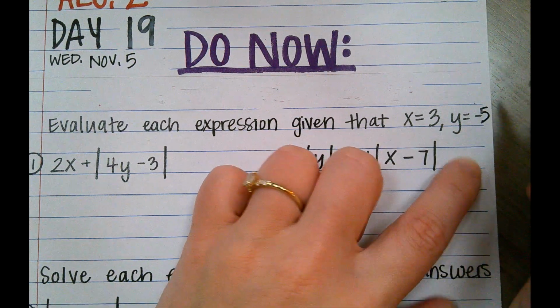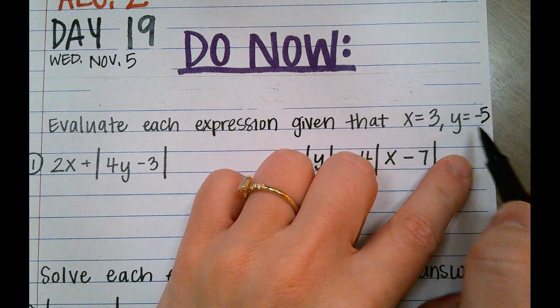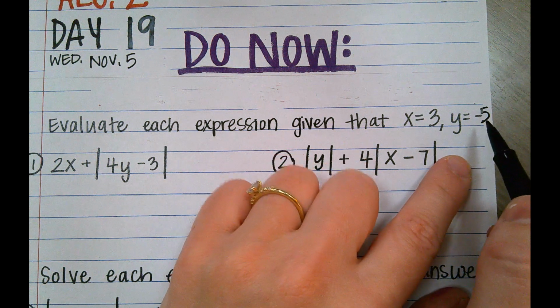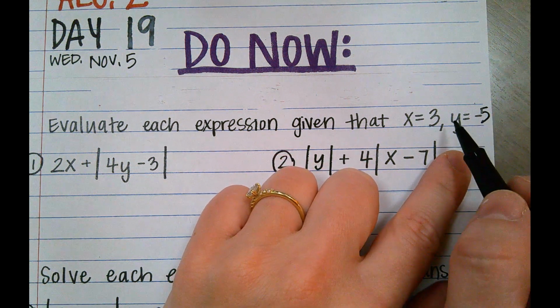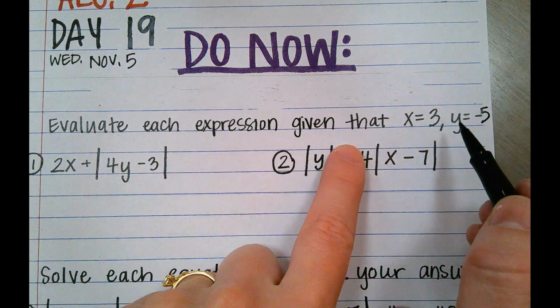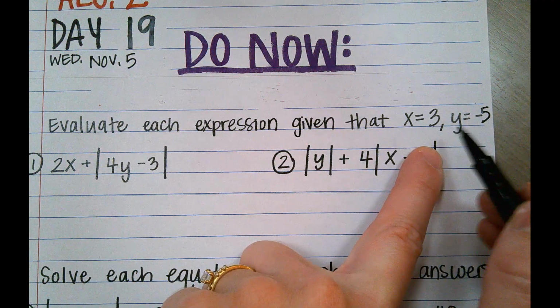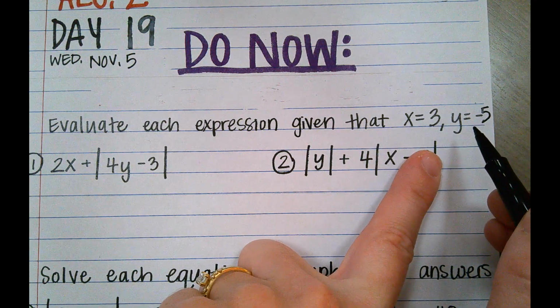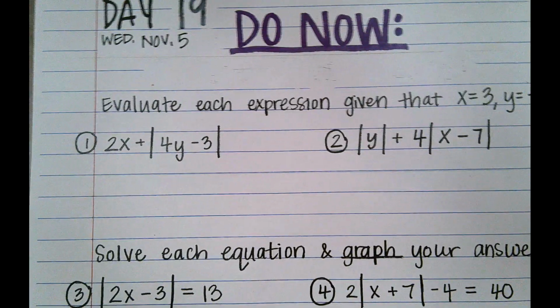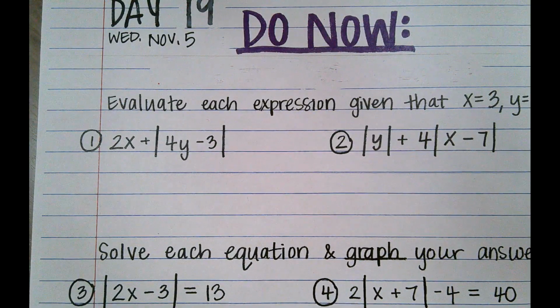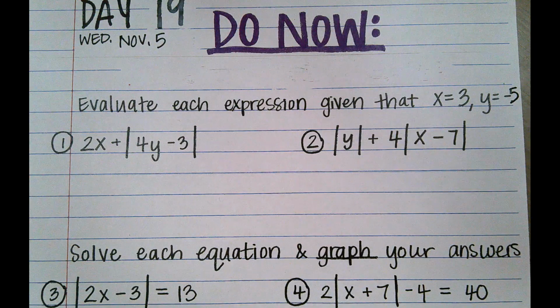Now, if you got one of the copies where this number was cut off a little bit and I hadn't written it in for you, the expressions are being given these values for x and y. X is 3, y is -5. That got cut off on some of the copies. So, for number 1 and 2, we're going to be using both of those x and y values.